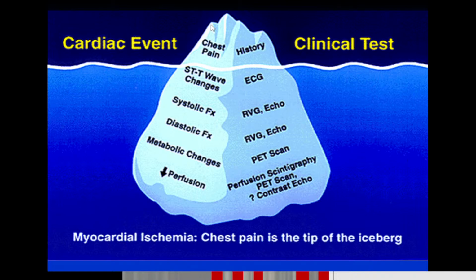You see here clinical event, chest pain, but in the bottom you see the ST change, wave changes, changes of systolic function, diastolic function, metabolic changes, changes of perfusion, and history with ECG, radioventriculography, echo, PET scan, perfusion scintigraphy, contrast tech, and so on.